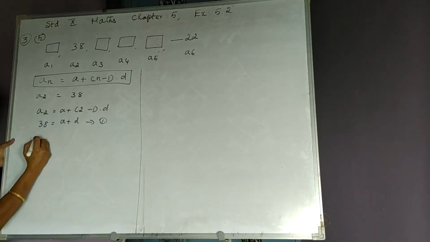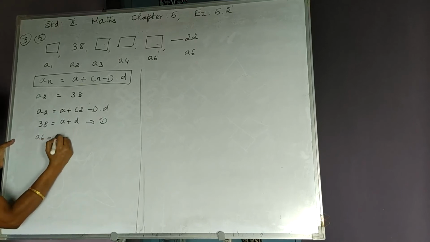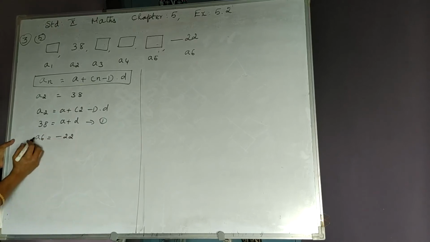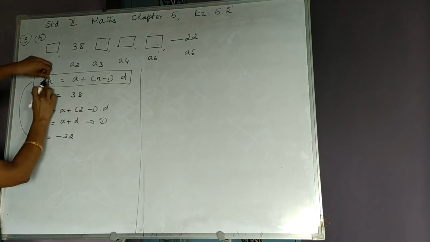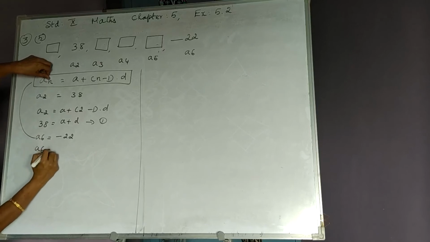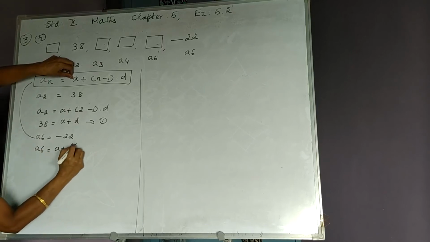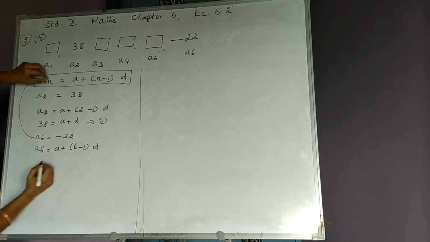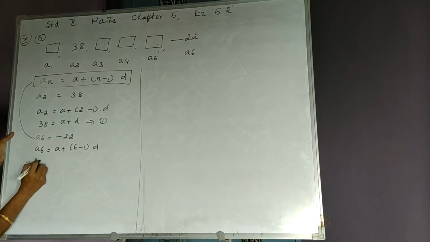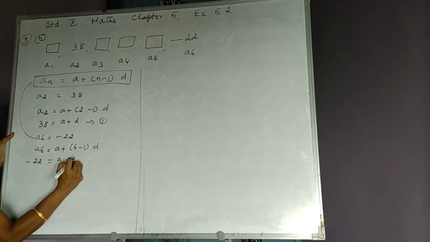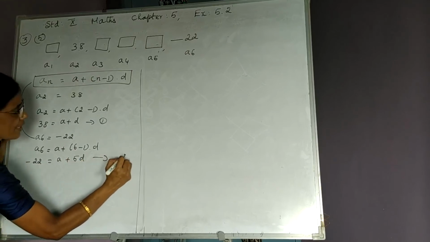A6 is given. A6 equal to minus 22. This also we are going to use in the formula. N is equal to 6 now. So substituting N equal to 6 here, we will get A6 equal to A plus (6 minus 1) into D. A6 value is minus 22. Replacing, we get A plus 5D equals minus 22, the second equation.